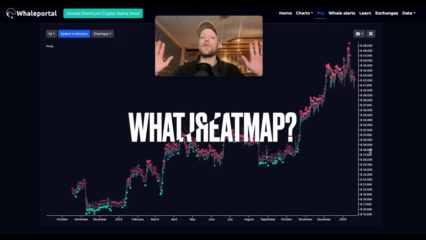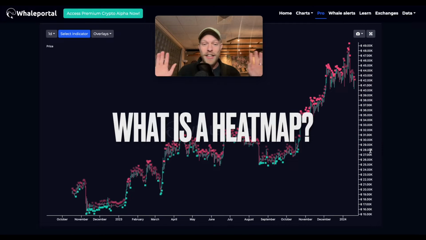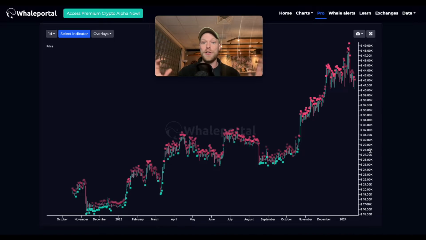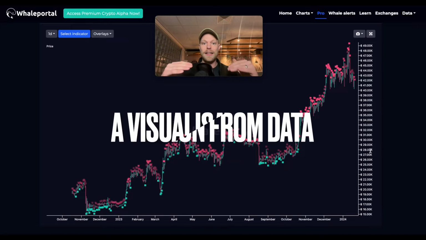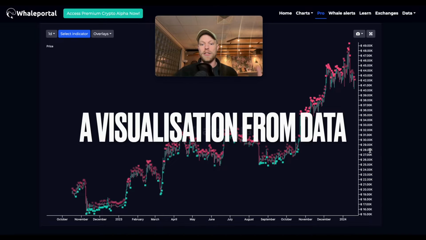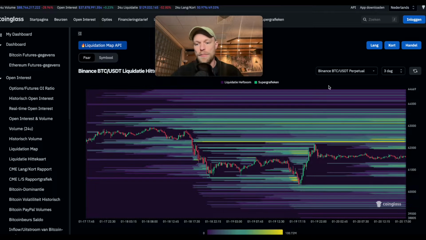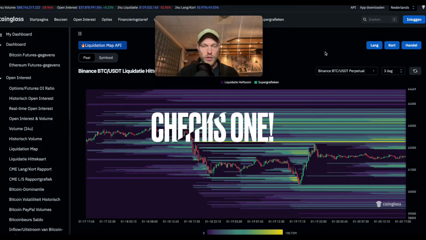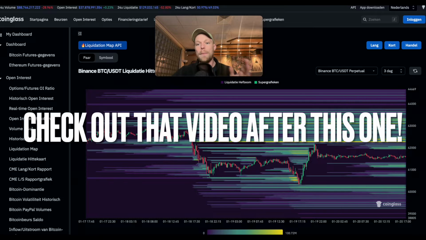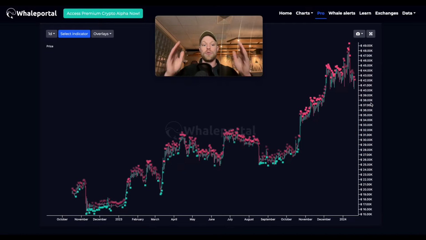And let's start off with what is a heat map. Guys, a heat map is basically a visualization from data onto the chart based on a color, something as you can see right here. Most of you guys are familiar with the liquidation heat map. I've made a separate tutorial about this. If you are interested in that, make sure to check out that video, also very interesting. But I guess the heat map that we are looking at right now is even more interesting, especially if you want to know the direction where Bitcoin most likely is going to.